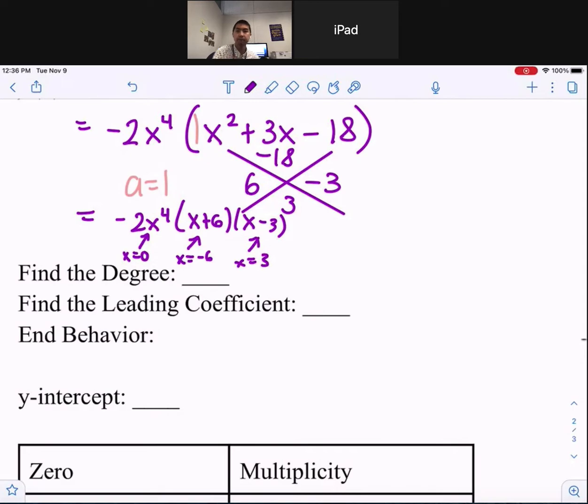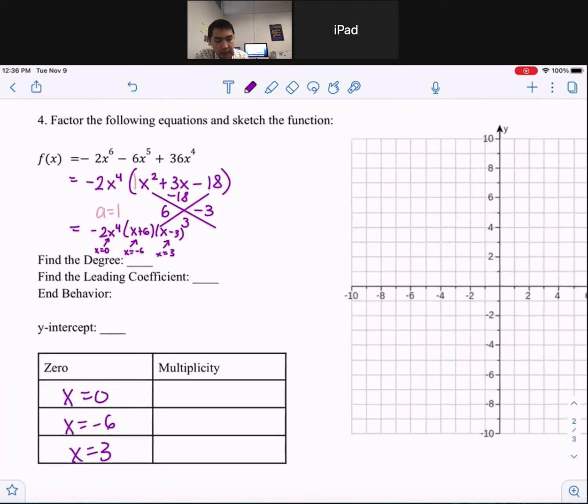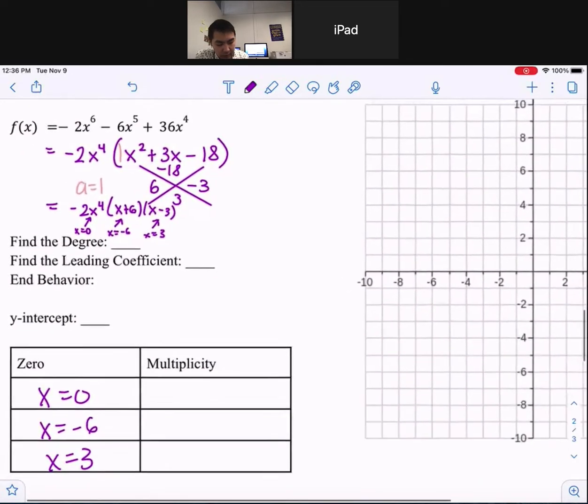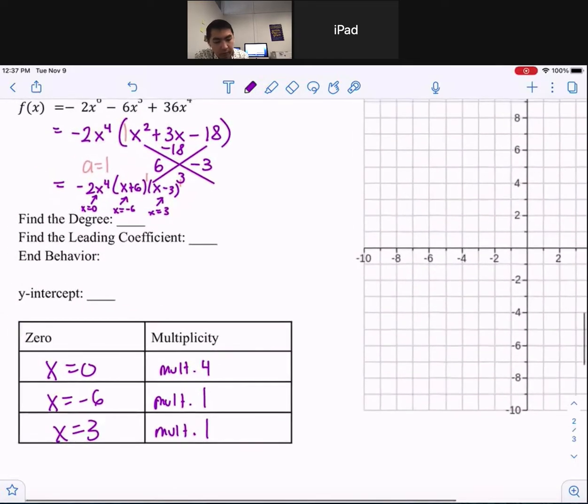Now we put the zeros down. x equals 0, x equals -6, and x equals 3. So what are the multiplicities? For this one, the power was 4, so it's a multiplicity of 4. And both of these have a multiplicity of 1. A multiplicity of 4 is an even multiplicity, so it bounces, and the multiplicities of 1 are going to cross.